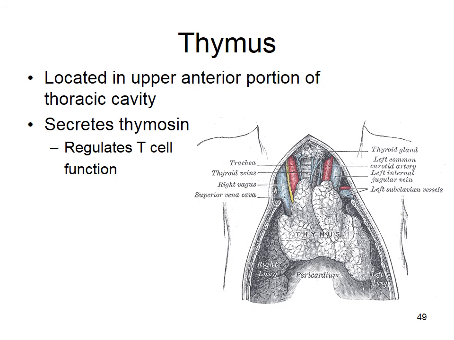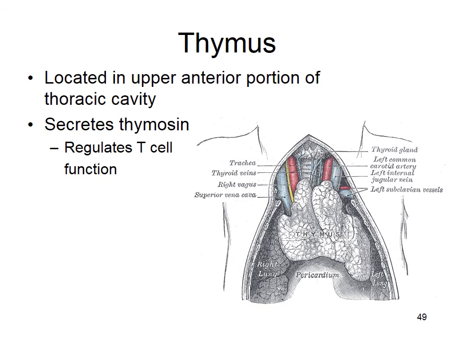On to the next endocrine gland, the thymus. The thymus is in the upper part of your thoracic cavity, and it's largest in teenagers, and then it starts to regress as you get older. It secretes the hormone thymosin, and thymosin regulates T cell function.